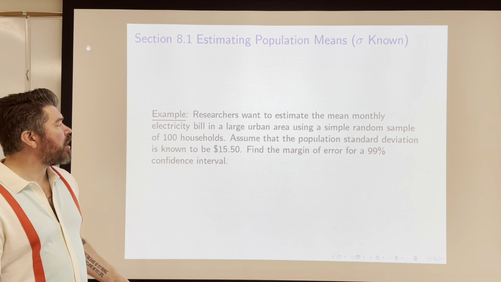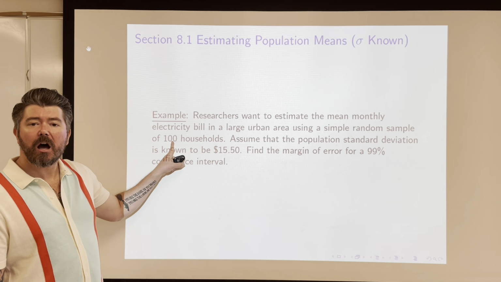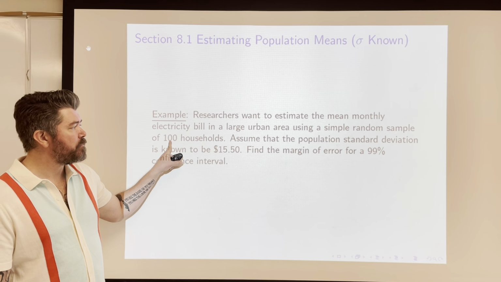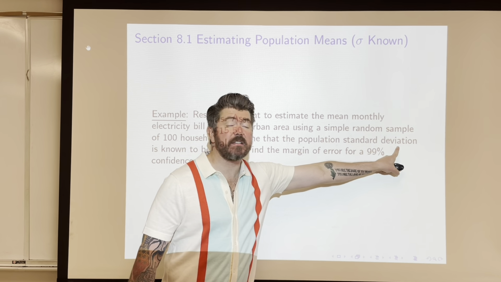So here we notice that our simple random sample is 100. So this is our n. And notice that they tell us assume the population standard deviation.